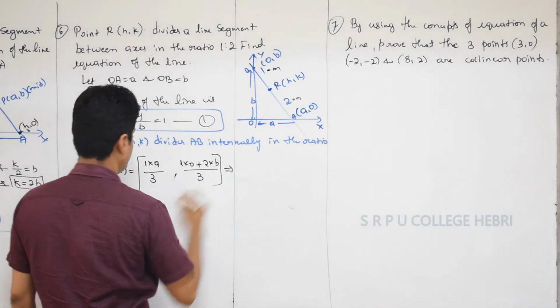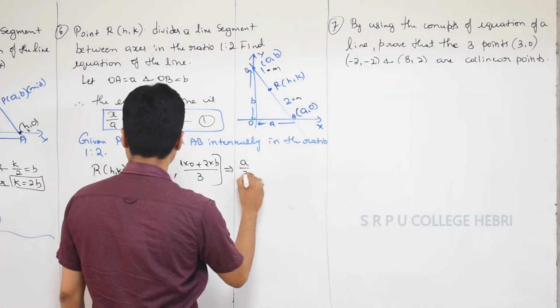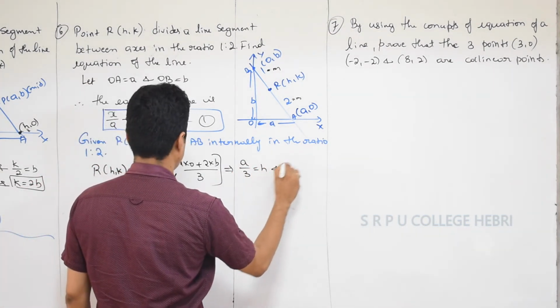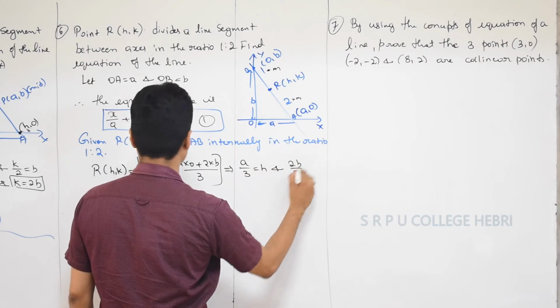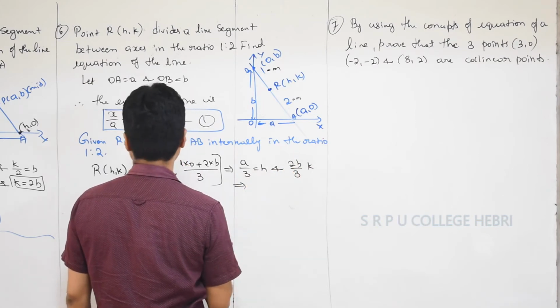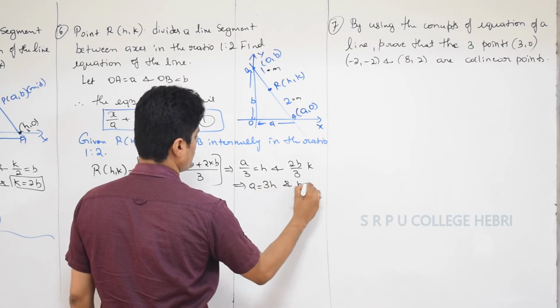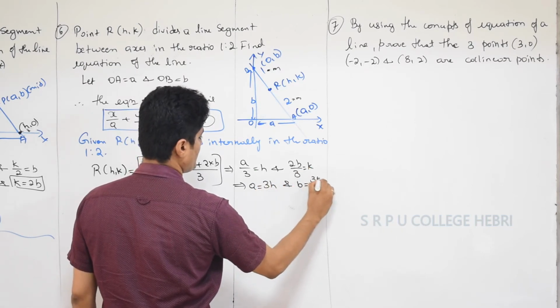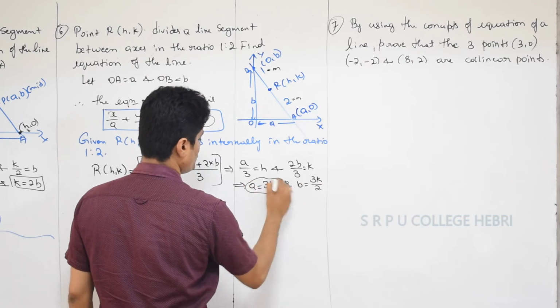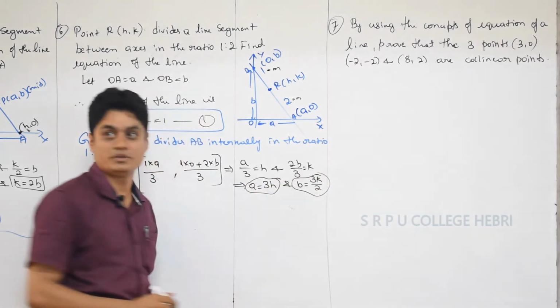So this implies a by 3 is equal to h and 2b by 3 is equal to k. We need a and b. So a is equal to 3h and b is equal to 3k by 2. Now use these two in equation number 1.